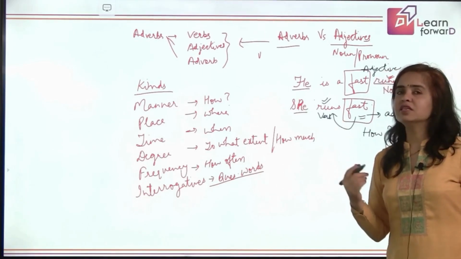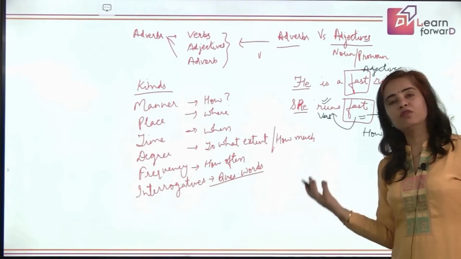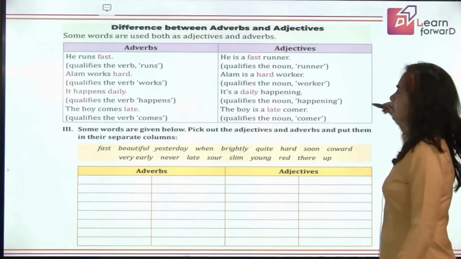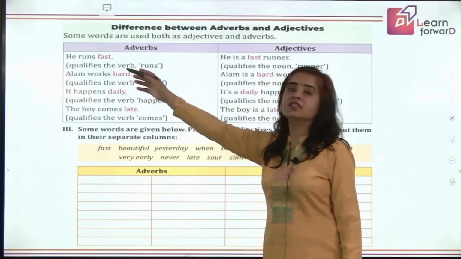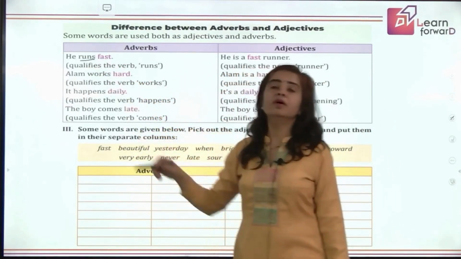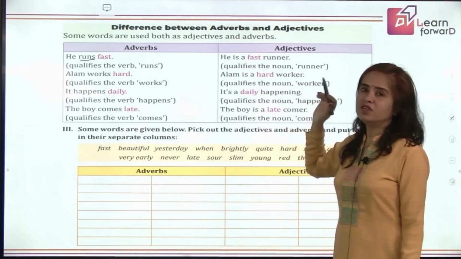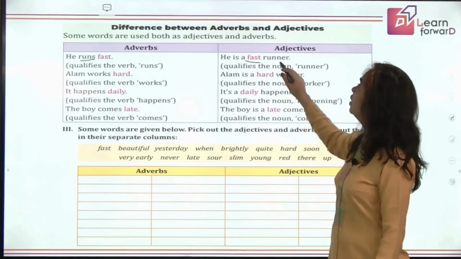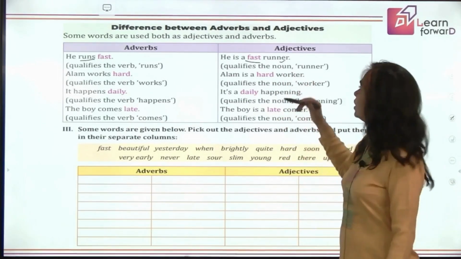And if it is describing a verb, an adjective or some other adverb, then of course it is an adverb. Clear? So let's see what's the difference here in the given sentences. He runs fast. Here fast is telling you about the verb runs. And in the next, he is a fast runner. Here fast is telling you about runner, and runner is a noun. So it becomes an adjective here.